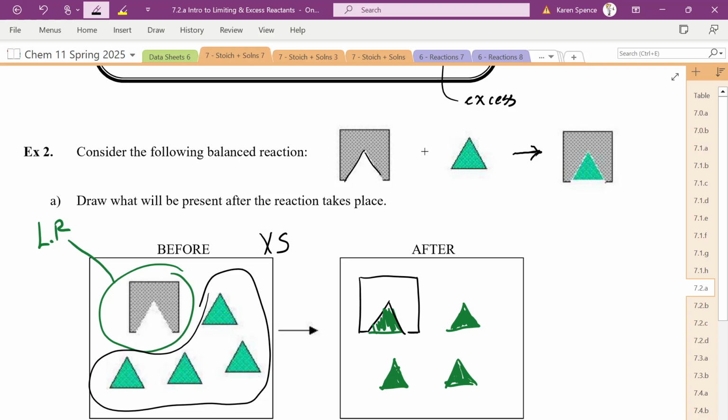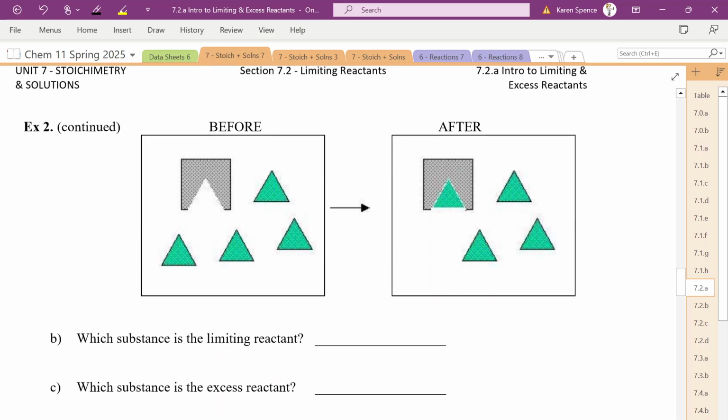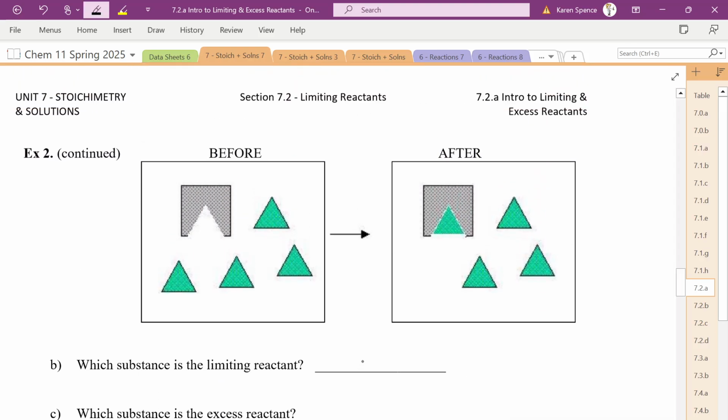So you could identify who is the limiting reactant, who is the excess reactant, how much product can we make? We can only make one because we only have one of our limiting reactant. Okie dokie. So the limiting reactant is this thing. The excess reactant is our triangle.